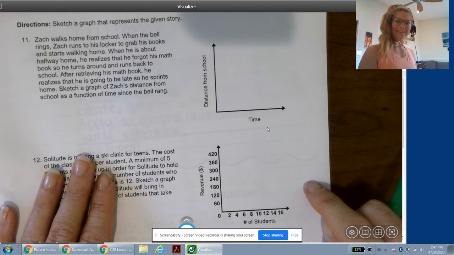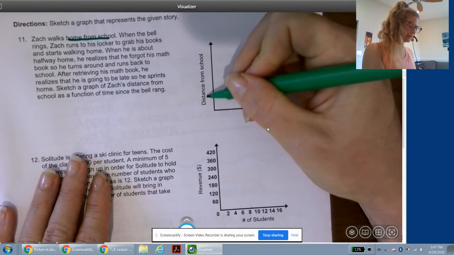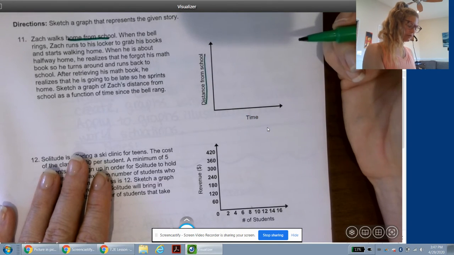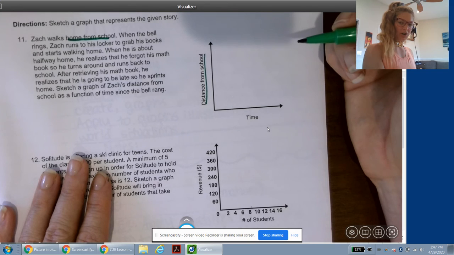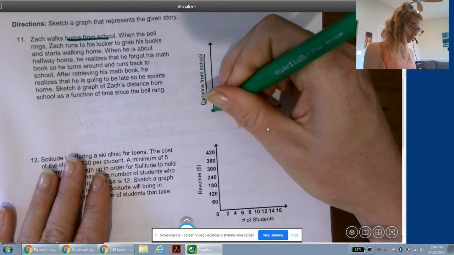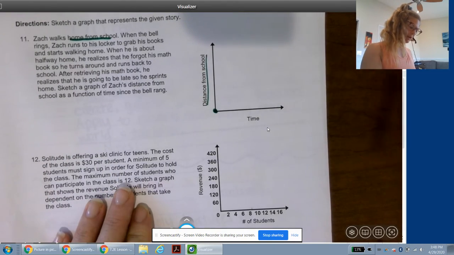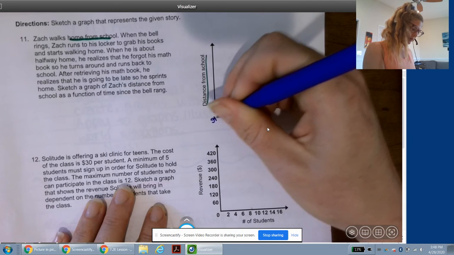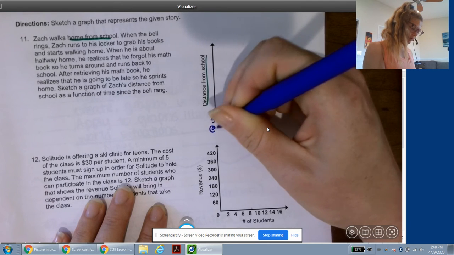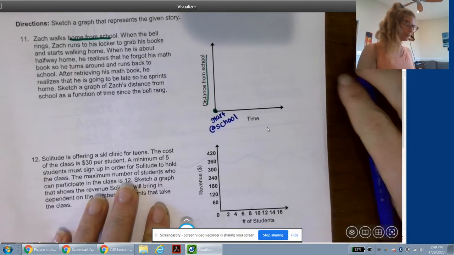So let's talk about Zach. Zach's walking home from school. And notice this is distance from school. So we're starting at school because we're walking home from school, distance from school. So we're starting at school, so we can even say that. Start at school. I still find labeling my graph really important.